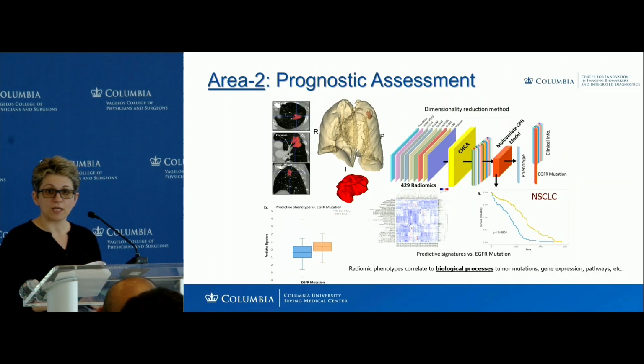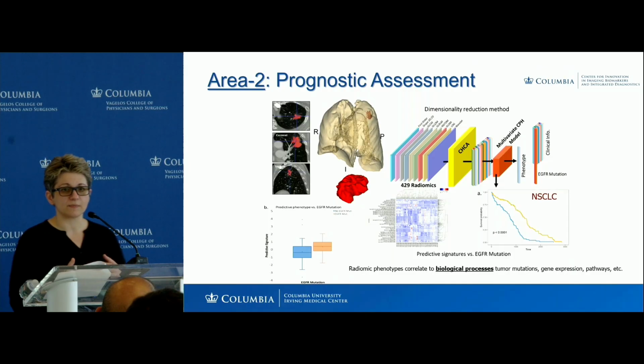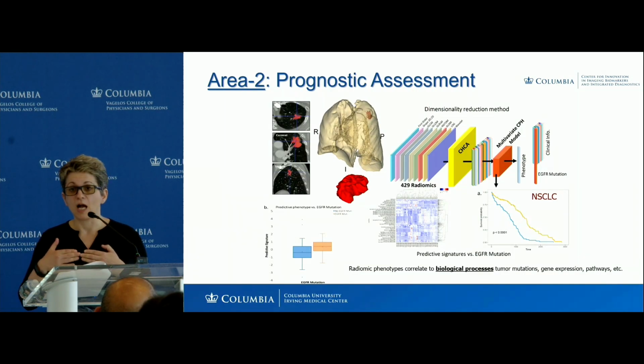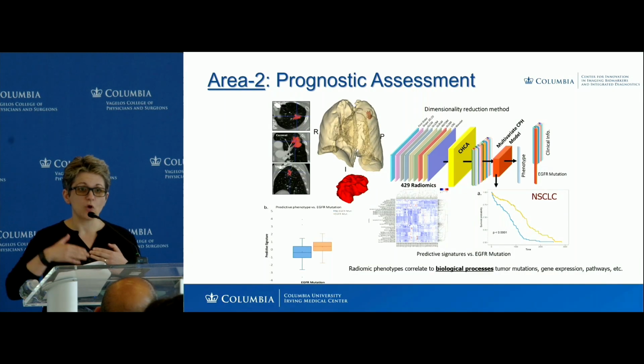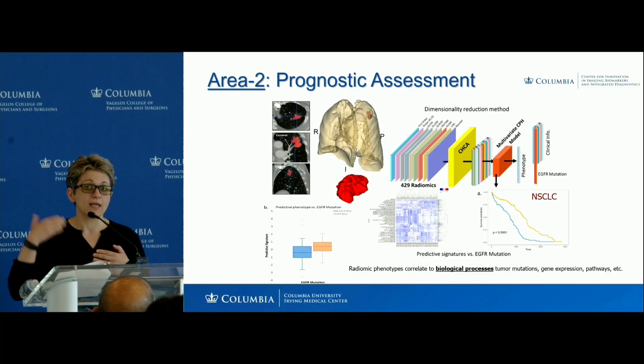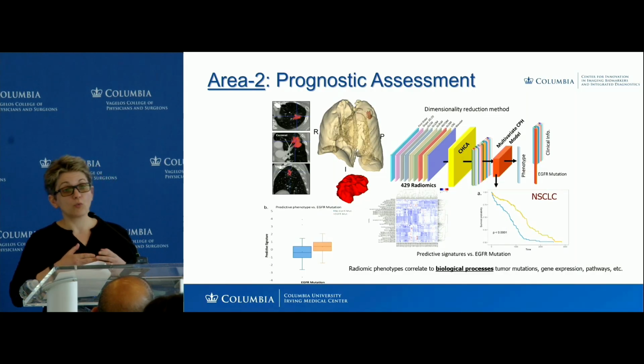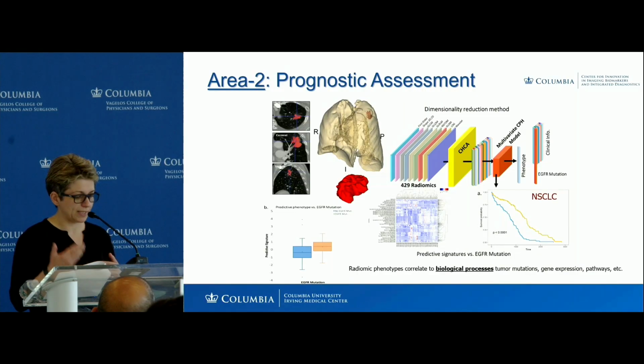In the second area, prognostic assessment, assume you have a cancer, we want to use information from imaging and non-imaging data to determine how aggressive the disease is, how likely it is to recur, what's the timeline of the recurrence, is it likely that any genetic mutations exist or will develop in the future, and how does that implicate therapy.